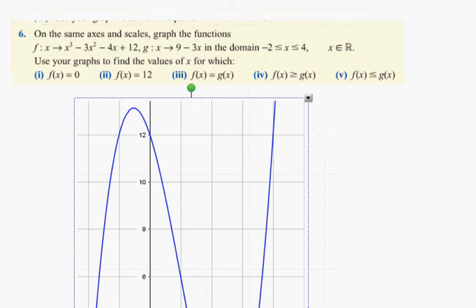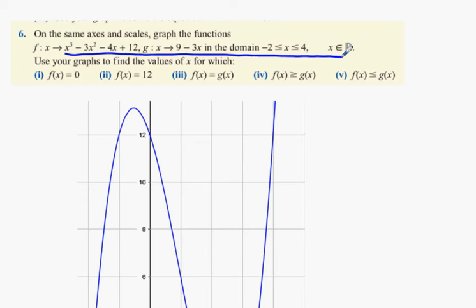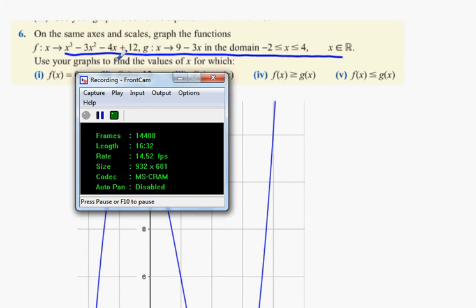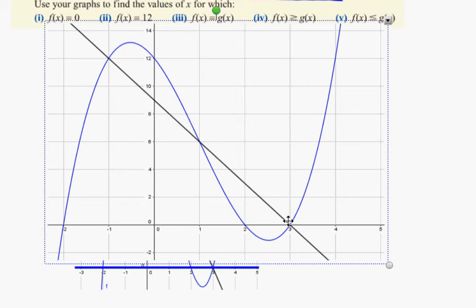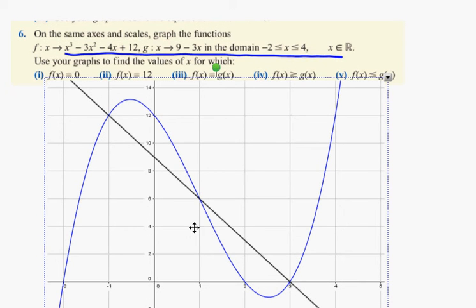Next one. 6. On the same axis and graph, draw the two of these functions. Oh, I forgot the second one, didn't I? Just give me a second. I have here, guys, a graph of the cubic function with the line going straight through it. Everybody cool with that? And what we're going to look at is use your graph to estimate the values of x for each of the following.